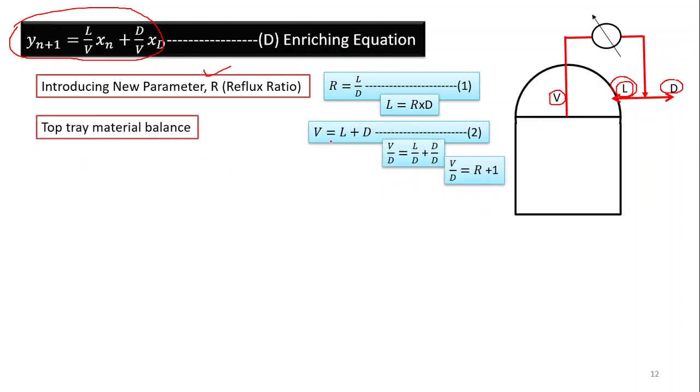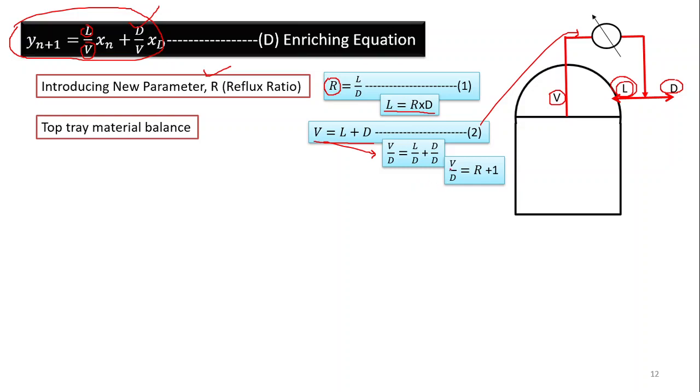Because we are going to use R, we introduce R in our equation. In our equation we have L and V, which are the unknown parameters, and we want to remove them. D is known, so we are interested in removing L and V. L can be replaced by R into D. What about V? From this diagram, V is equal to L plus D. Now if you divide by D, V upon D is equal to L upon D plus D upon D, and if you simplify, V upon D is equal to R plus 1, and V is equal to (R plus 1) multiplied by D.